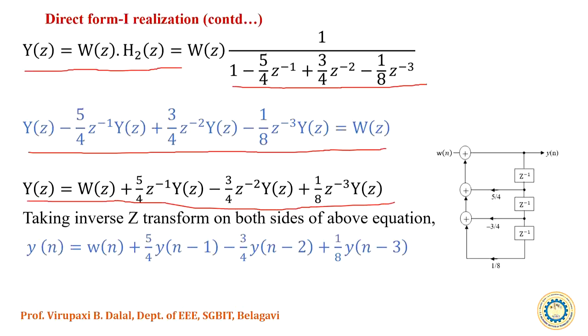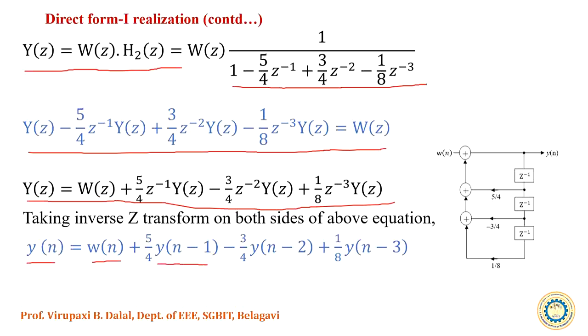Now take the inverse z transform of the above equation. Inverse z transform of Y(z) is y(n). Inverse z transform of W(z) is w(n). Inverse z transform of z inverse Y(z) is y(n minus 1). 5 by 4 is a constant multiplier, keep it as it is.